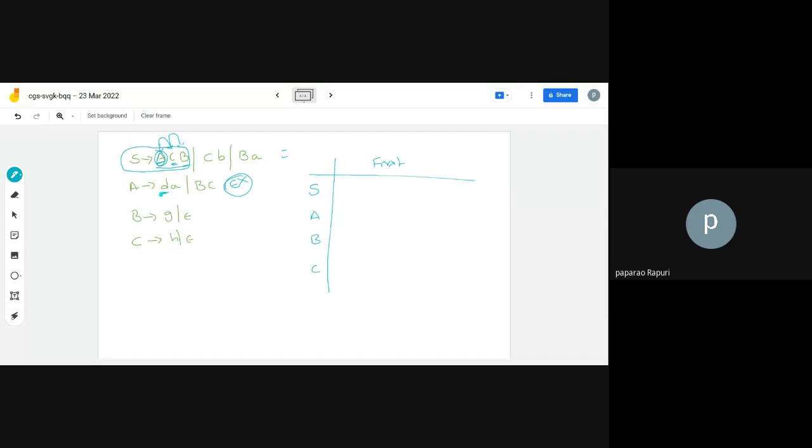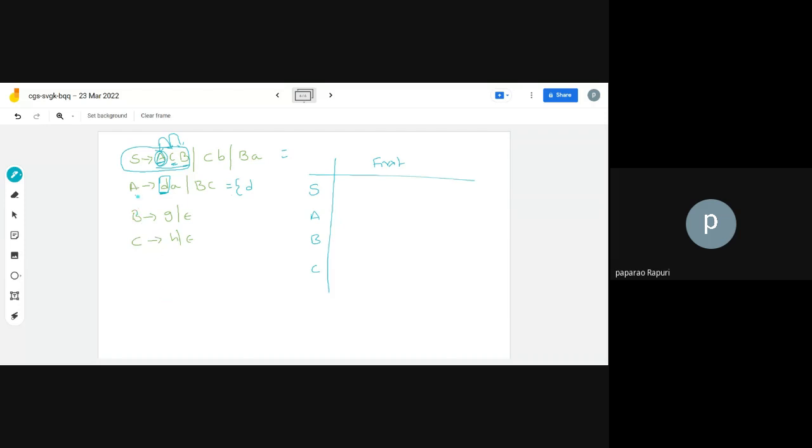from here what can we write, sir? From here we can write small d, because the first position of the RHS is a terminal. So we are adding that terminal to the first set of A.